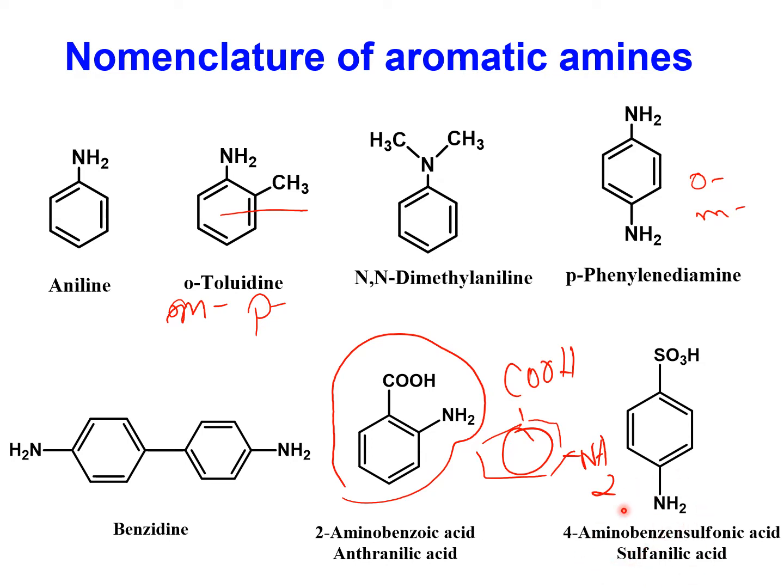Sulfanilic acid means that the amino group is para to the sulfonic group. It's not ortho, it's not meta, and you cannot form the ortho or the meta using the word sulfanilic acid. You're going to say 3-aminobenzenesulfonic acid or 2-aminobenzenesulfonic acid. It will not have a common name. It's not sulfanilic acid. Sulfanilic acid is only when the amino group is para to the sulfonic group.